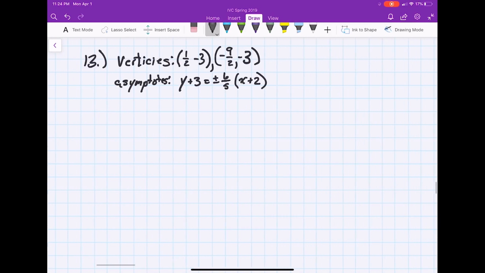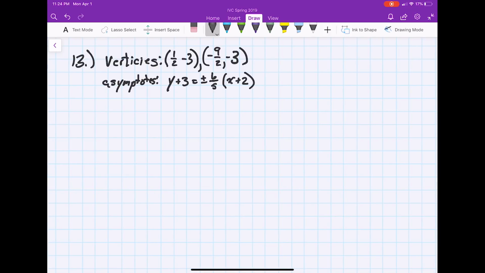So in number 13, we're given these vertices and these asymptotes. Right off the bat, we know because we have asymptotes, it's not an ellipse, it's not a circle, it's a hyperbola. Additionally, we see these negative 3's here, so it's all along y equals negative 3. It's not really the y-axis, but anyway, I think you get what I'm saying here.